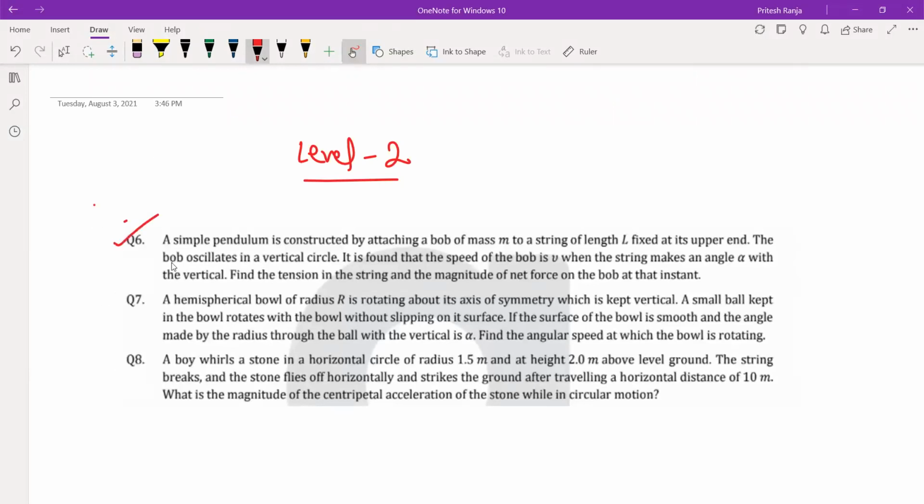so question number 6 quickly all will do. Tension in the previous case was 200 because it has to withstand that tension, and with respect to that tension you are required to find the speed.